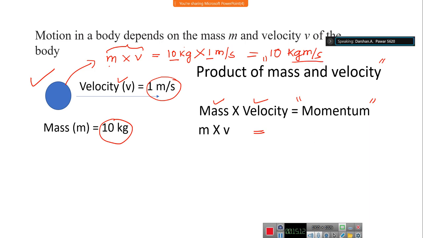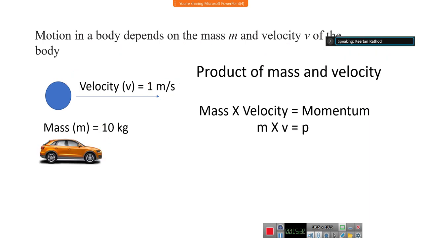Why this kg meter per second? Since it's a product, we have to multiply even the units. And exactly this kg meter per second is the SI unit of momentum. So momentum is written in kg meter per second and its symbol is P. In this example, the momentum of this object is P equal to 10 kg meter per second.